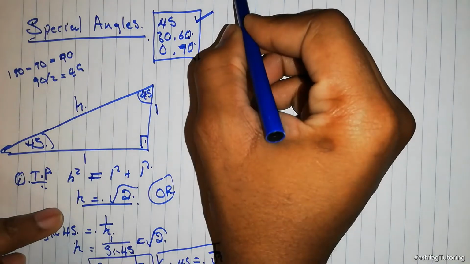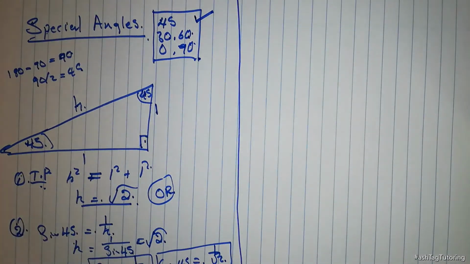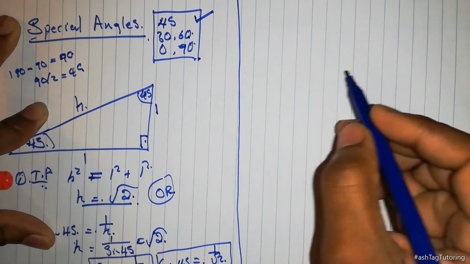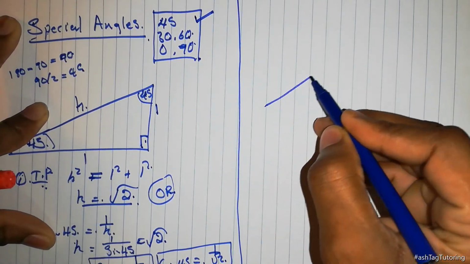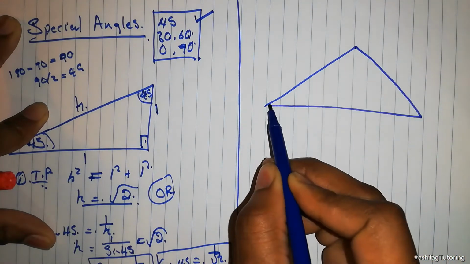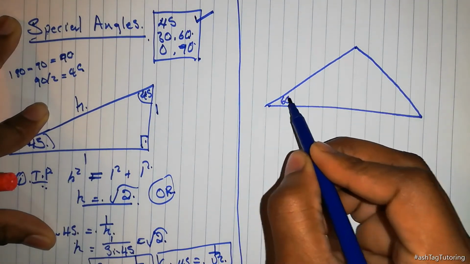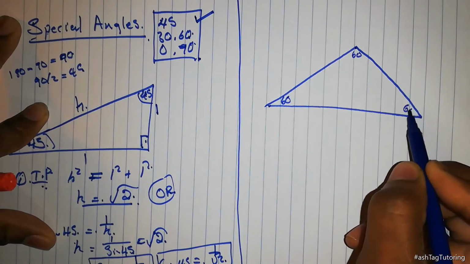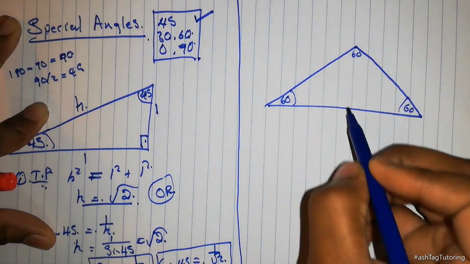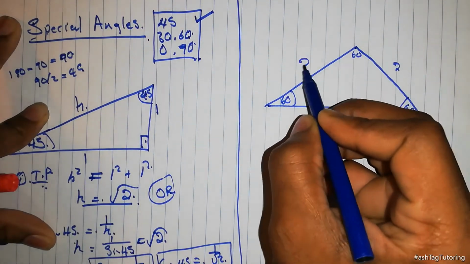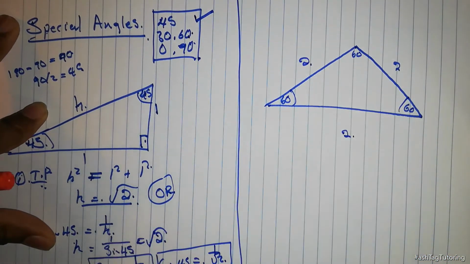Let's now look at special angle 30 and special angle 60. Okay, so imagine an isosceles triangle, right? Which is a triangle that has all the angles equal, which is 60, 60, and 60. And because the angles are the same, therefore the sides are also the same. Let's name them 2 units.